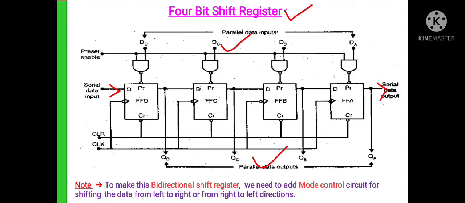In order to use this 4-bit shift register as a bidirectional shift register, we need to add a mode control circuit for shifting the data from left to right or from right to left directions. All these 4 flip-flops are clocked simultaneously by using this clock signal. Additional facilities of preset and clear are given with this 4-bit shift register in this circuit diagram.